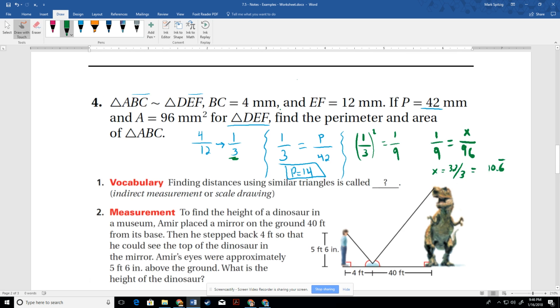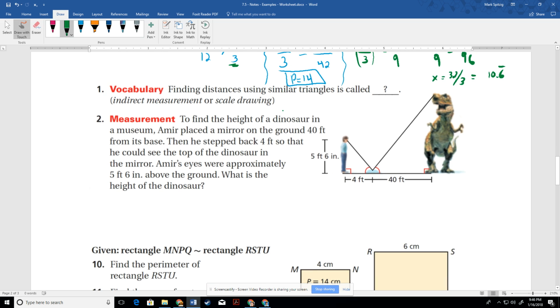Okay. Good. Number 1 here says using similar triangles is called indirect measurement. We did talk about that. All right. In this case, we're using indirect measurement to find the height of this Tyrannosaurus Rex. It does say that you put a mirror on the ground, and if you know how far away you are from the mirror, and if you know how high your eyes are off the ground, you could actually calculate the top of the dinosaur if you knew how far away the mirror was from both objects, because the angle is bouncing off of it, right? So we have an angle of reflection happening here.